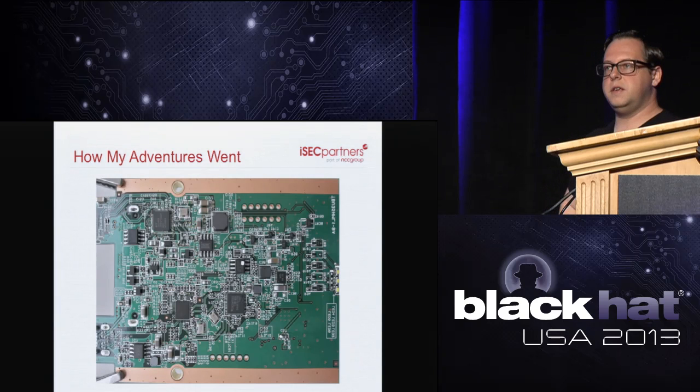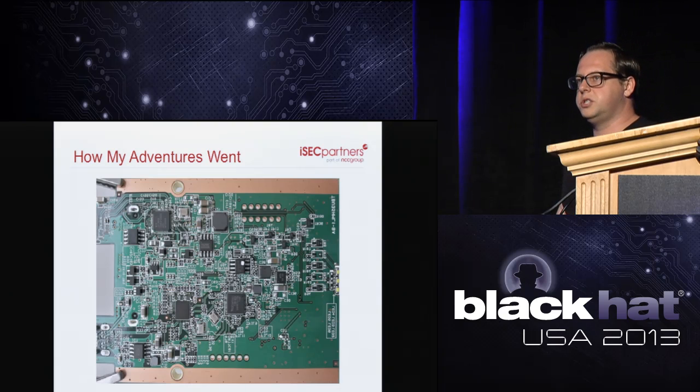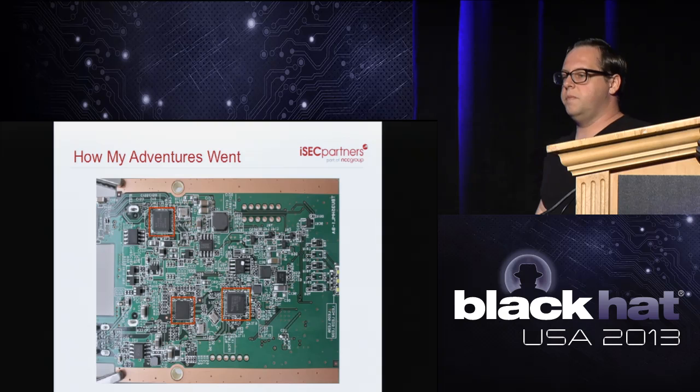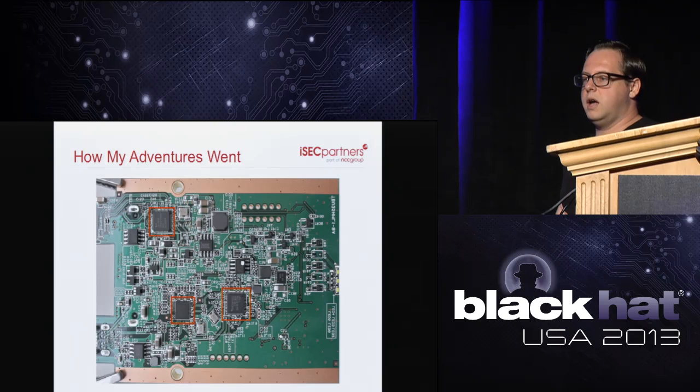Here's an image of the front of the board. And as you can see, just at visual inspection, you can start taking a look at some of these. Right there are three out of our four main ICs. The one on the upper left is our USB 3 controller. The one in the middle is our Thunderbolt controller. And the one on the right is our PCI Express controller.